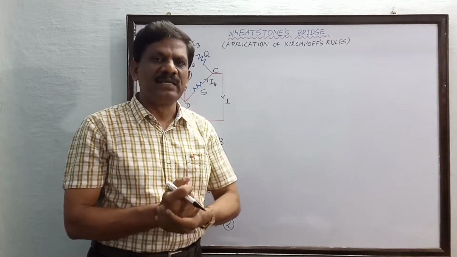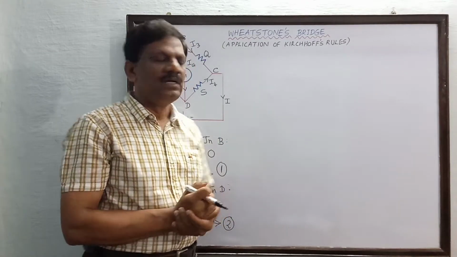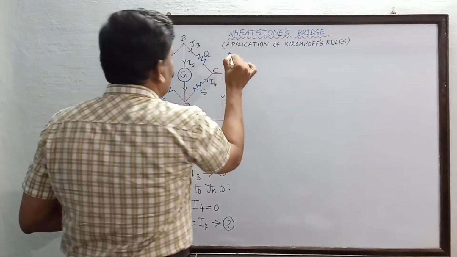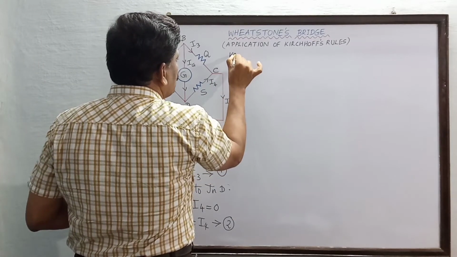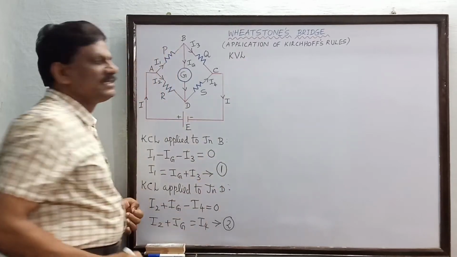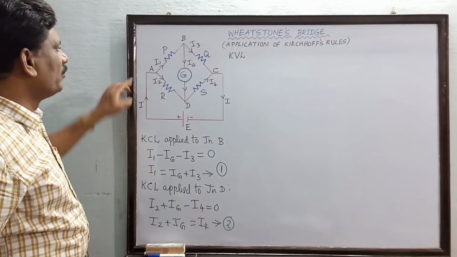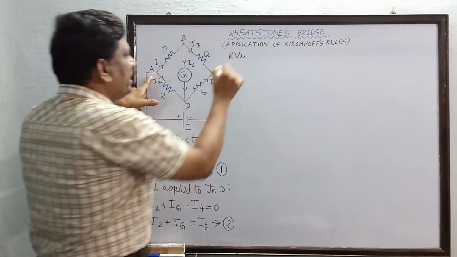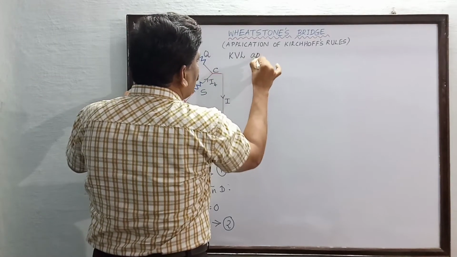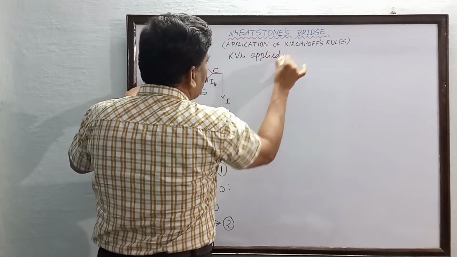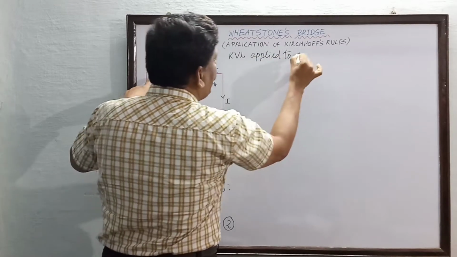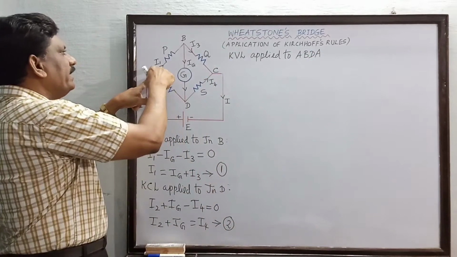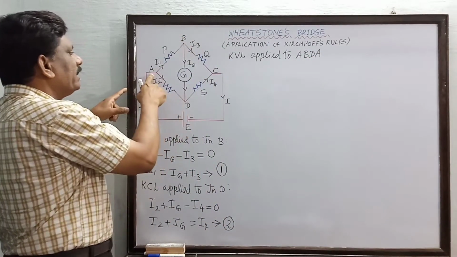Now I am going to consider only two closed loops, so I am going to apply Kirchhoff's voltage law. For any two loops, Kirchhoff's voltage law is to be applied. For that I am going to consider first a smaller loop A, B, D, A. So KVL applied to the closed loop A, B, D, A. You can see here A, B, D, A.